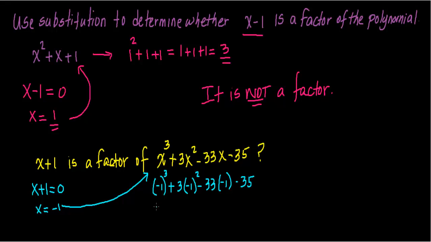Negative 1 cubed is negative 1. 3 times negative 1 squared is positive 3, because negative 1 squared is positive 1, and positive 1 times 3 is 3. Minus 33 times negative 1, that will give you positive 33, minus 35. Okay? Negative 1 plus 3, 2. 2 plus 33, 35. And 35 minus 35, 0.